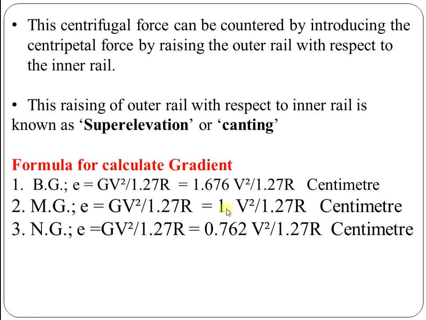Therefore, e is equal to 1.0 V square divided by 1.27 into R. And for narrow gauge, GV square divided by 1.27 R is equal to 0.762 V square divided by 1.27 R, in centimeters. All the values are in centimeters for calculating the superelevation.